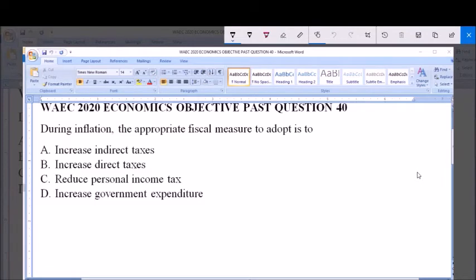Hello and welcome. I will be answering WAEC 2020 Economics Objective Past Question 40. During inflation, the appropriate fiscal measure to adopt is to A. Increase indirect taxes, B. Increase direct taxes, C. Reduce personal income tax, D. Increase government expenditure.